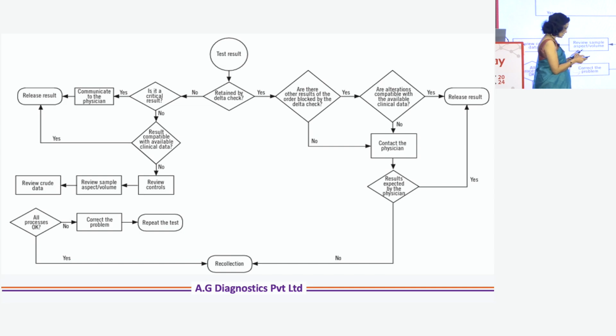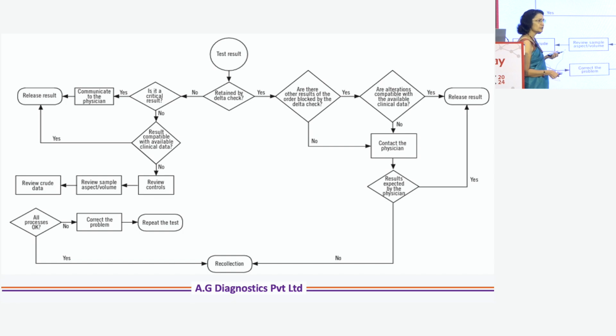So just look at this particular mental map. This is something which all of us do when we are releasing a report. We have a test result, then we automatically always see whether that patient has come to us before. Don't follow it exactly, but just think of all the mental calculations that we do. So we see that if there's a delta check, are there more results which also have been done in your lab before? And is the change in today's value compatible with the available clinical data?